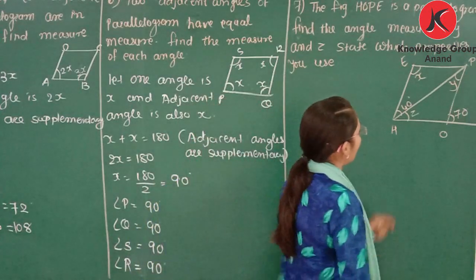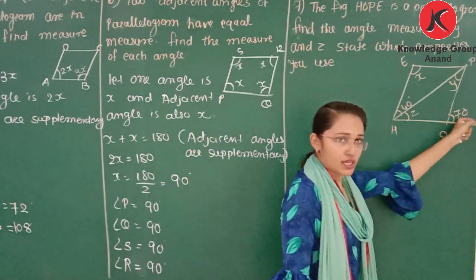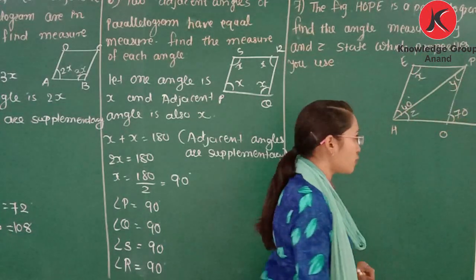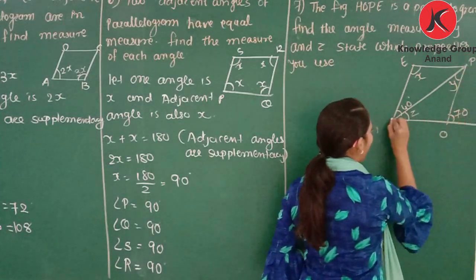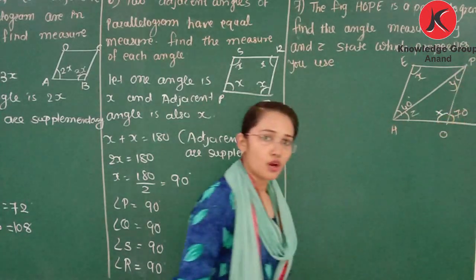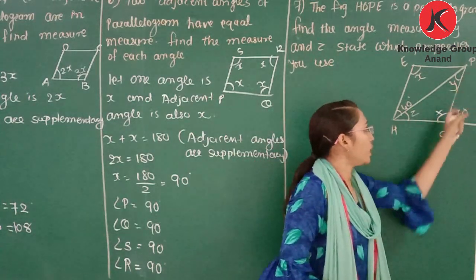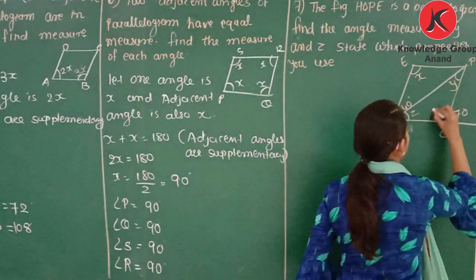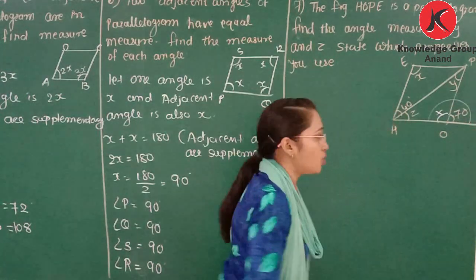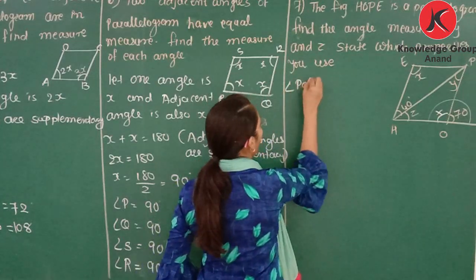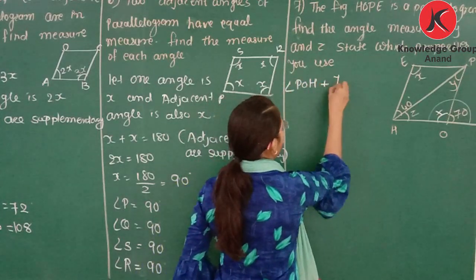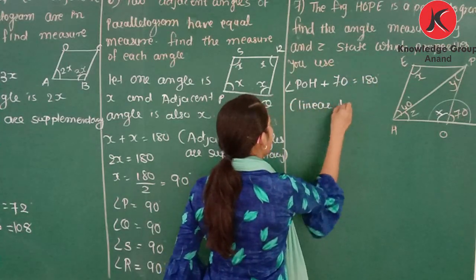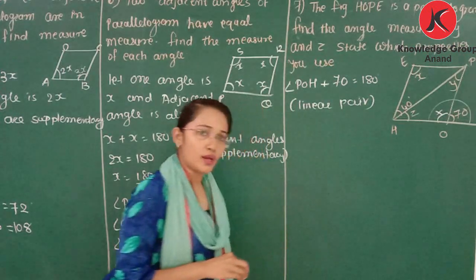Okay, so here this angle is 70, that is the exterior angle, and we need y, x, and z. So first of all we will find POH, that is the interior angle. Angle POH and 70 are a linear pair, so it is 180. We can write angle POH plus 70 is equal to 180. Why? Because linear pair means 180.